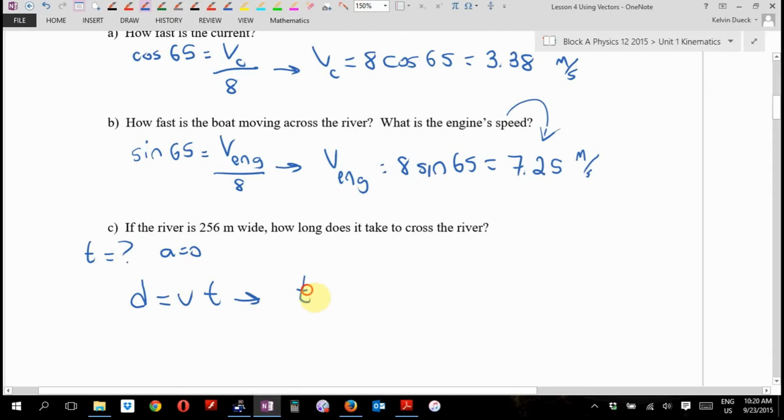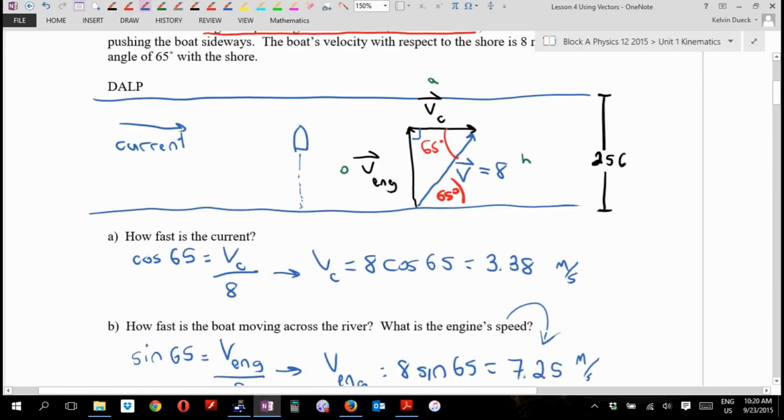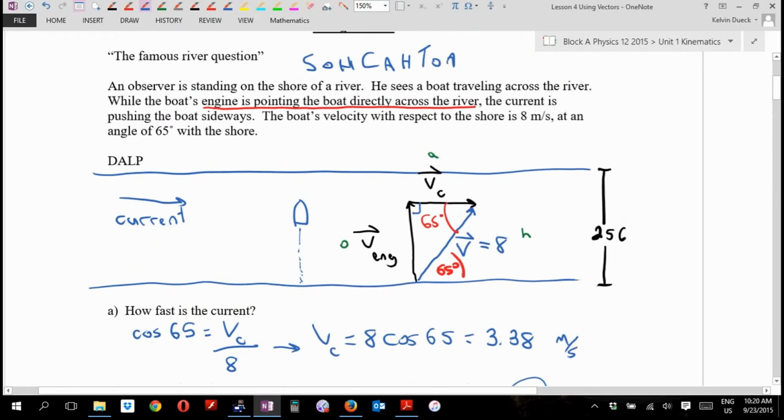So you're saying this. Kids always get to here, but let me show you the most common mistake they make. They go like this. Don't write this down. Wait a minute. Here's the 256 on my diagram. You can't put a slanty into a vertical.